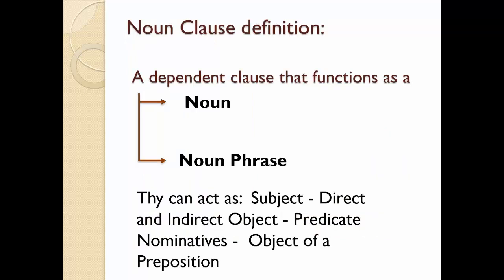First things first, a noun clause is a dependent clause that functions as a noun or a noun phrase. They can act as a subject, direct and indirect object, predicate nominatives, or object of a preposition.